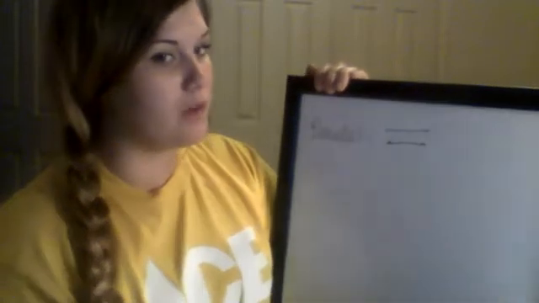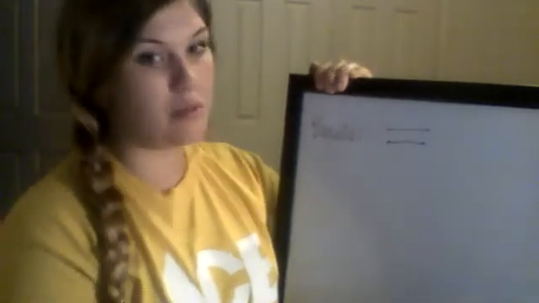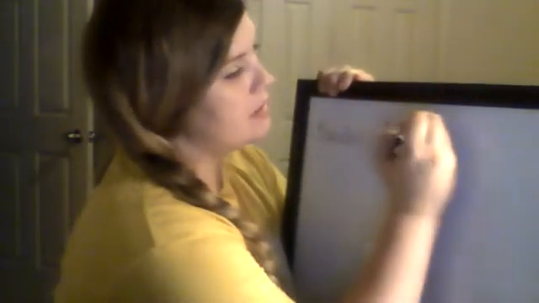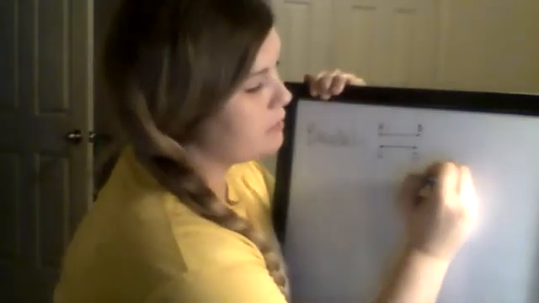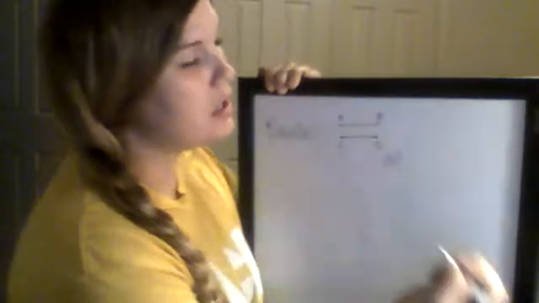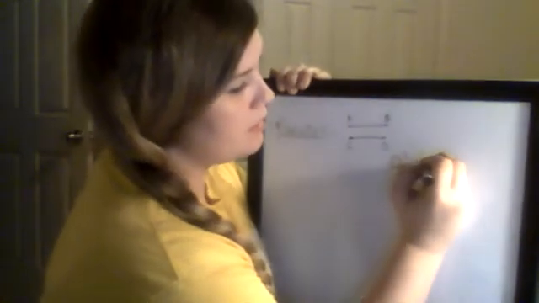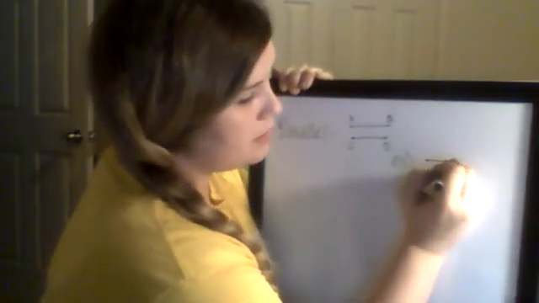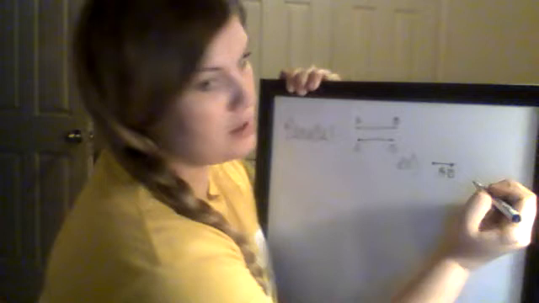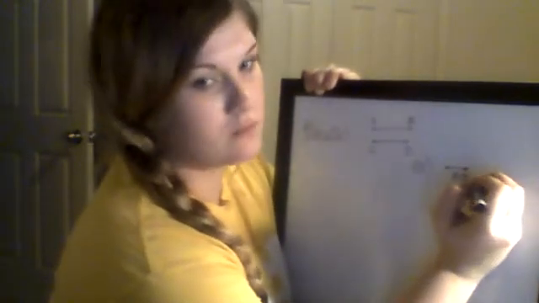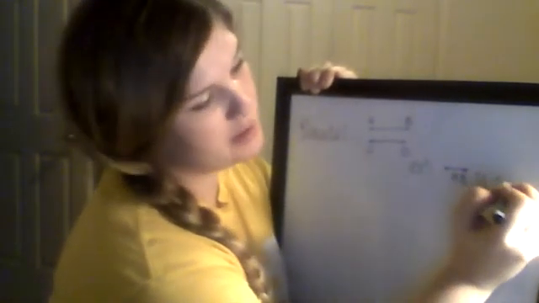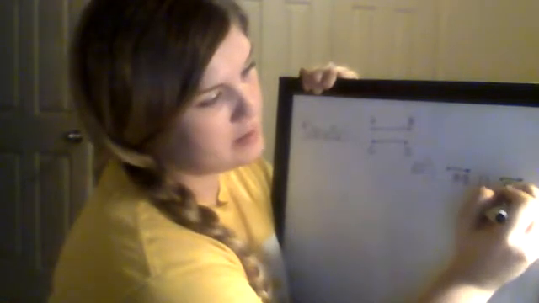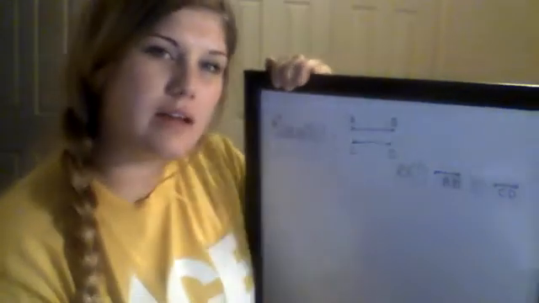So how you can write a parallel line, this is line A and B and points C and D. An example of how you can write it would be line AB is parallel to line CD, like that.